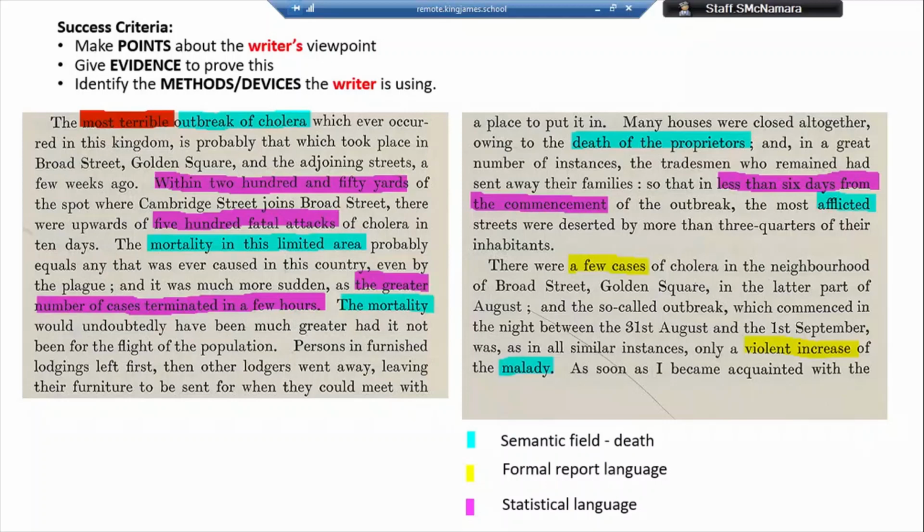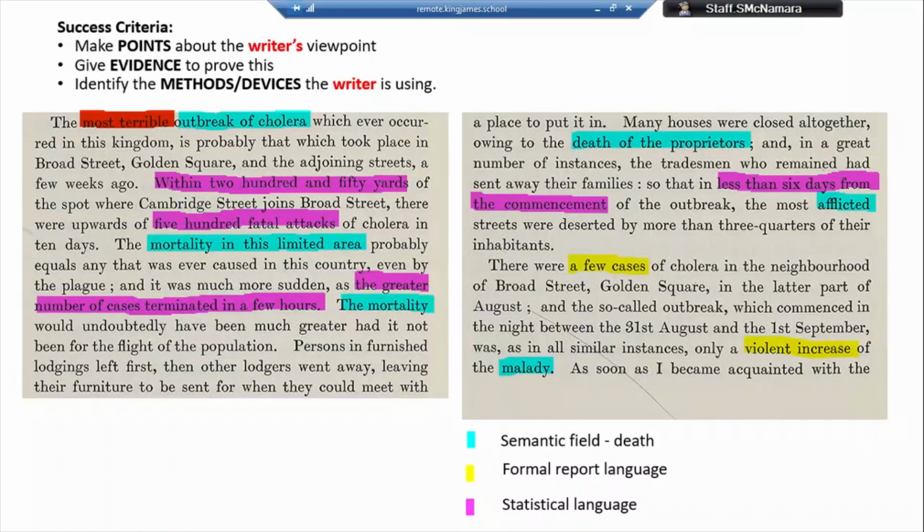And if you actually look at some of the language used, it's not particularly emotive. There are a couple of bits that you could home in on, like he calls it a terrible outbreak, and we've got the reference to violent increase at the end. But there's certainly not an emotional response to the loss of life. In fact, if you look at the language used, you can see highlighted there.